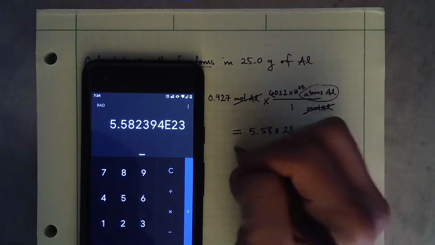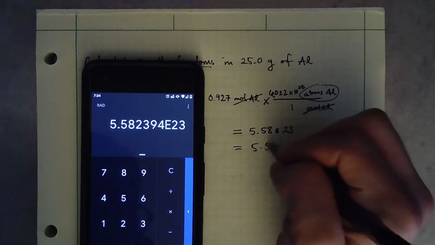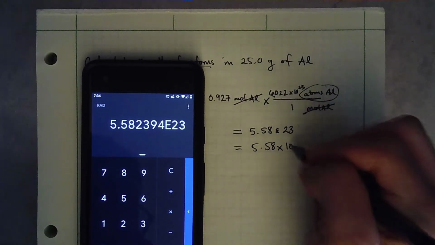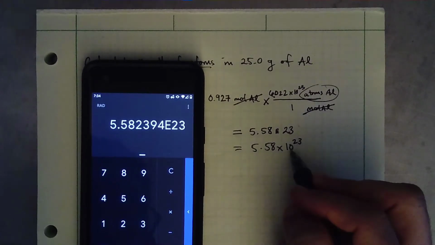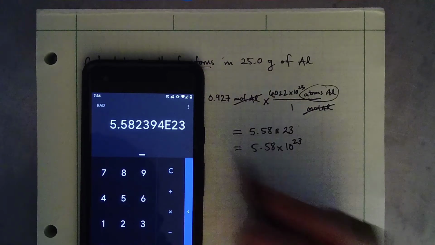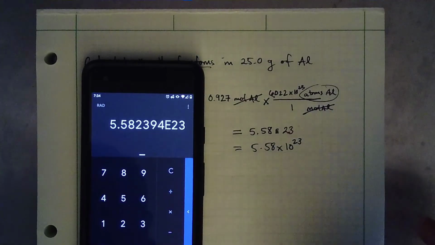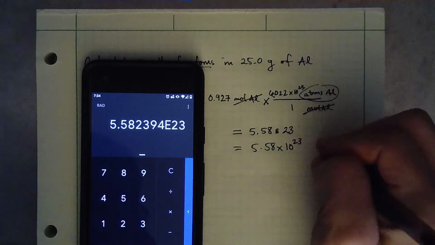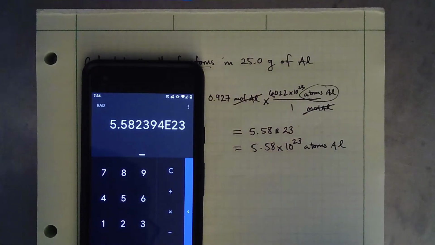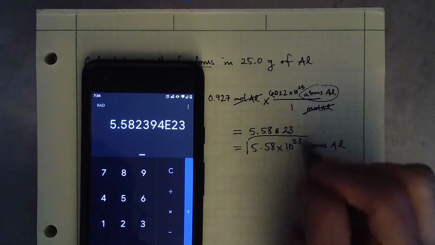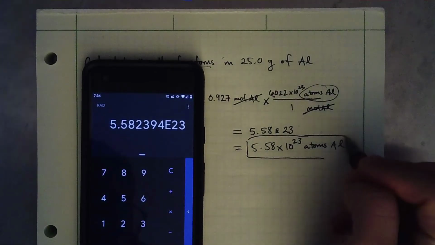E23. What this means is this: 5.58 times 10 to the 23rd. So E means times 10 to the that number. E stands for exponential. And this is atoms of aluminum. Once again, I'm going to box my very final answer.